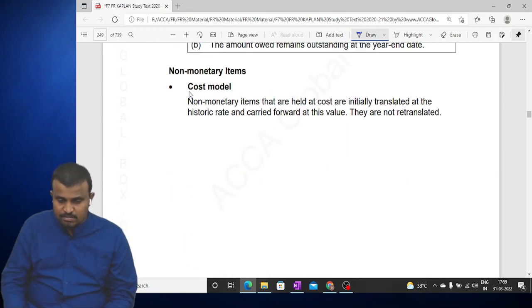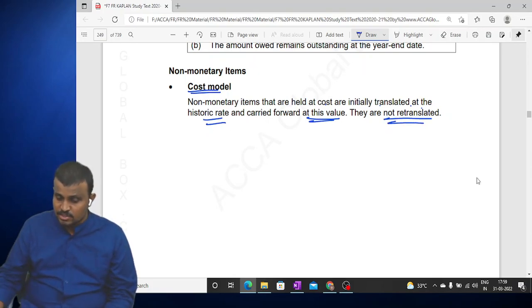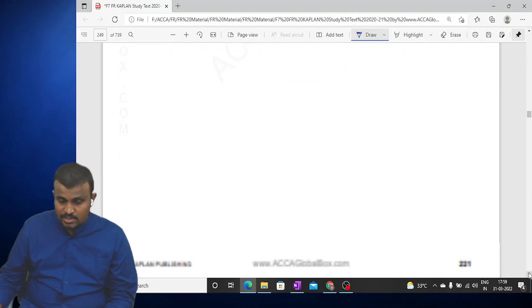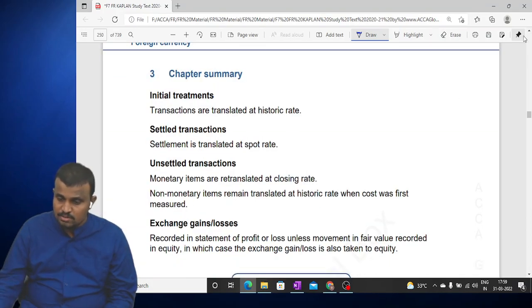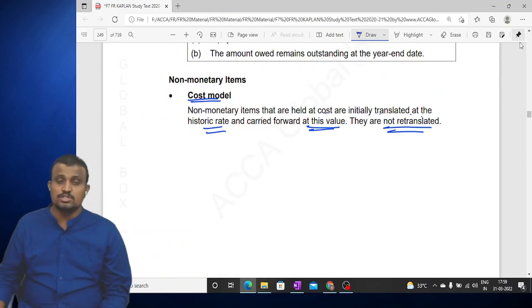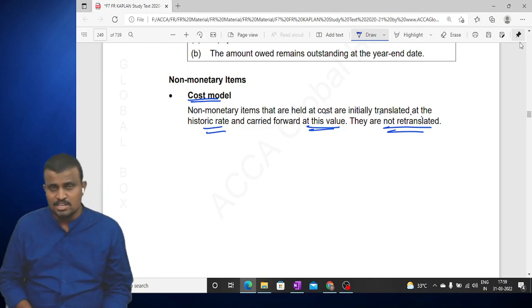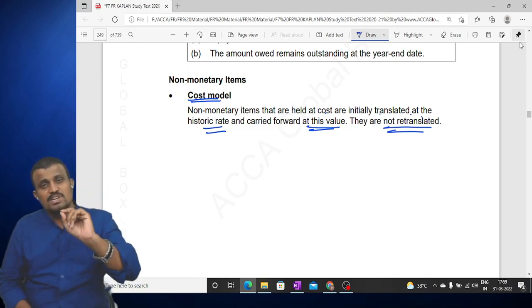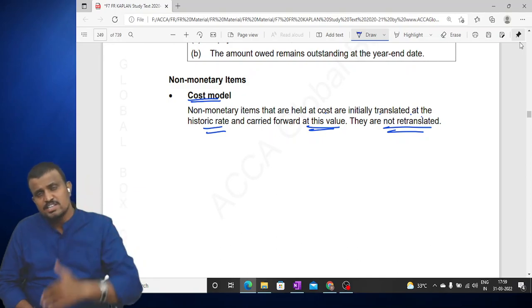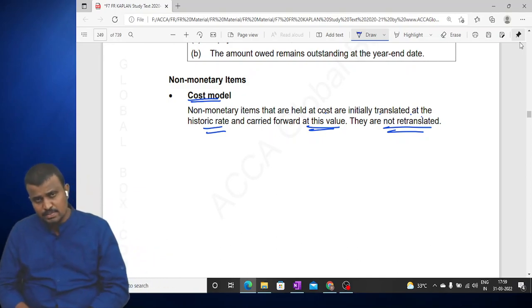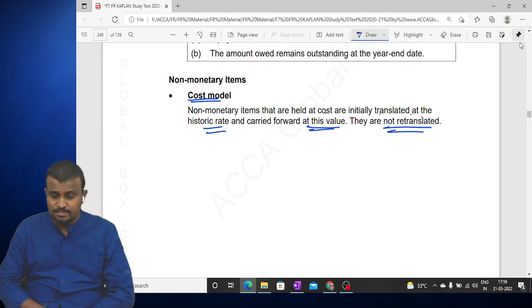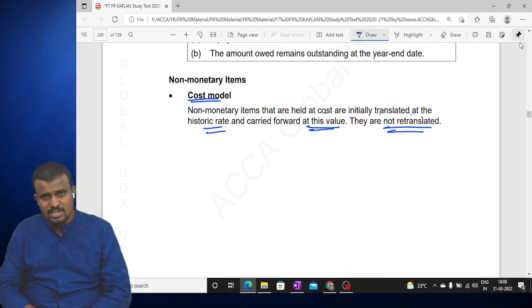Next, non-monetary items. In case of the cost model, items are held at cost, initially translated at the historical rate, and carried forward at this value. There is no retranslation. But coming to the revaluation model, at the date of the financial statements we compare the fair value. Any increase in value of an asset is transferred to revaluation surplus, and a decrease in value is transferred to what? Statement of profit and loss.